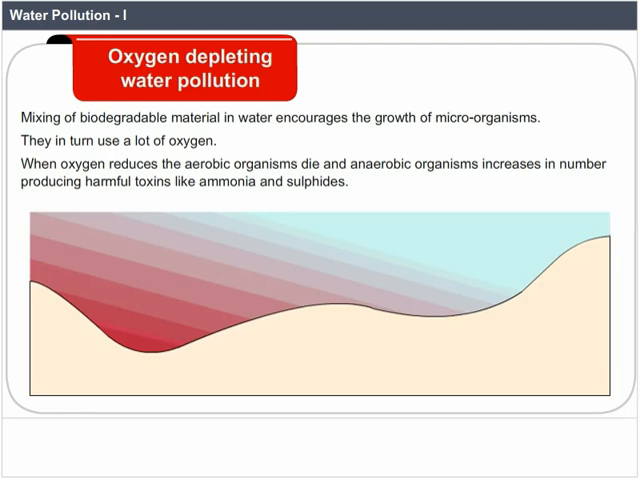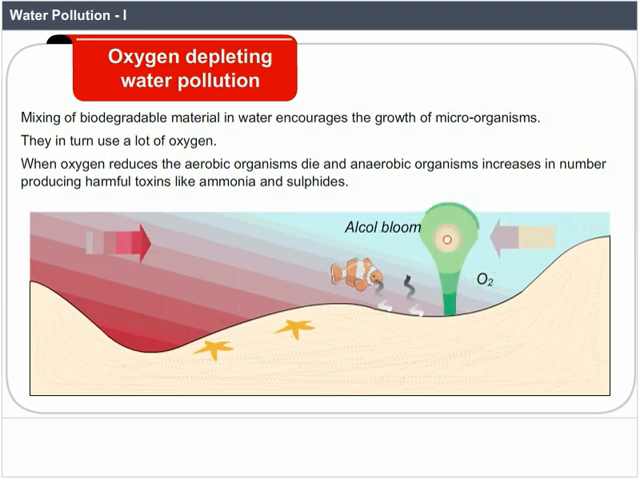Oxygen depleting water pollution. Mixing of biodegradable material in water encourages the growth of microorganisms. They in turn use a lot of oxygen. When oxygen reduces, the aerobic organisms die and anaerobic organisms increase in number, producing harmful toxins like ammonia and sulfides.